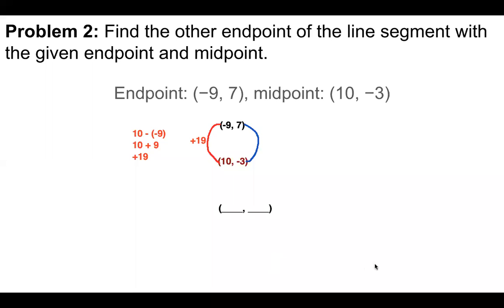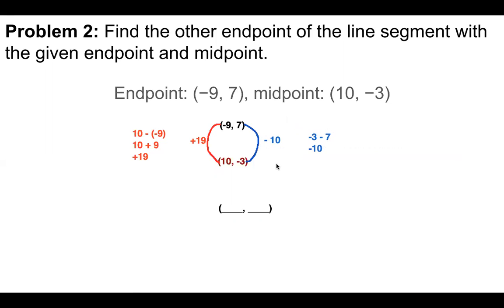Now let's do the other side. I'm going to do some reverse subtraction again. -3 minus 7 equals -10. So I'll have a -10 on this bridge.